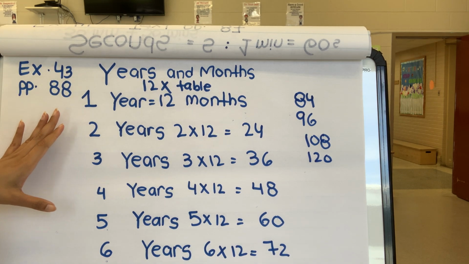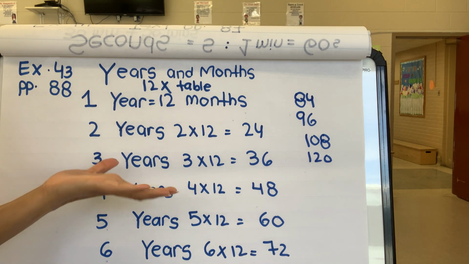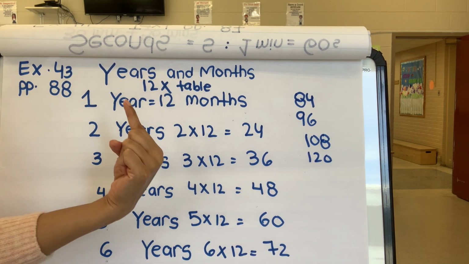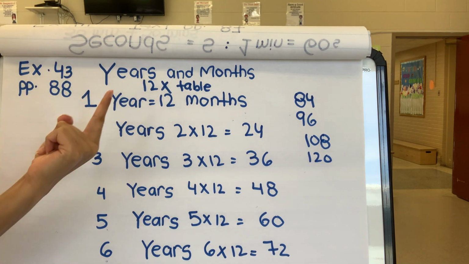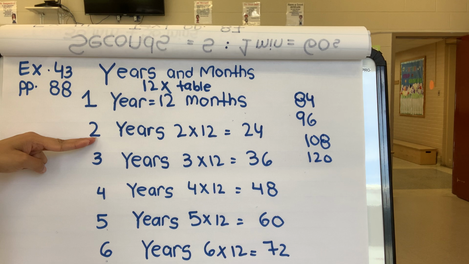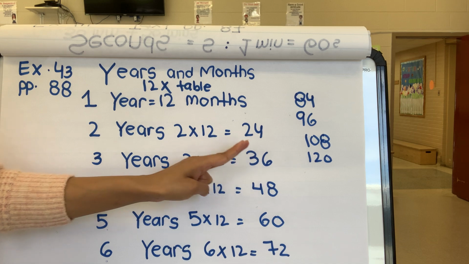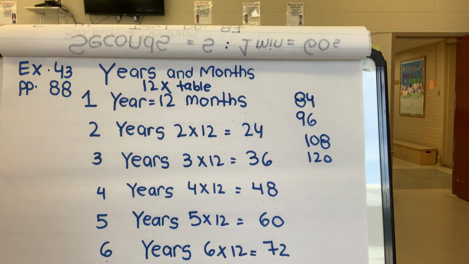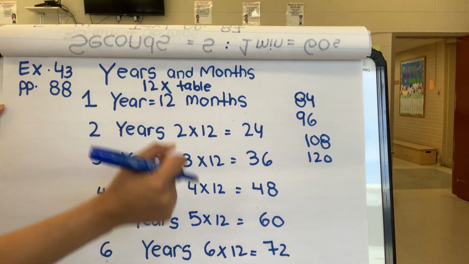Now, how do we convert? If I ask you, you have 1 year, how many months are there? That's easy because we already know, 1 year is made up of 12 months. But if I ask how many months are there in 2 years, because we know our 12 times table, we would quickly know 2 times 12 gives me 24. So we keep on multiplying our years by 12 to find out how many months there are.